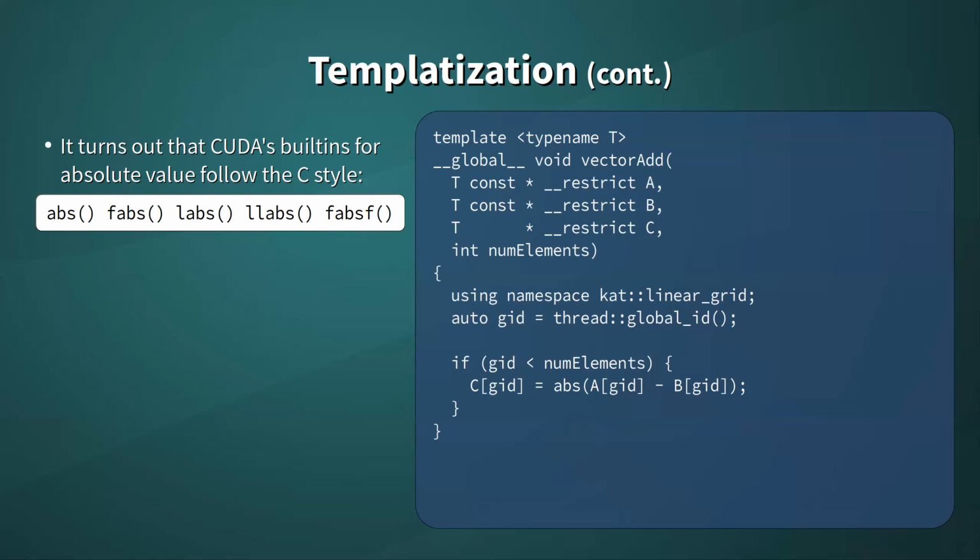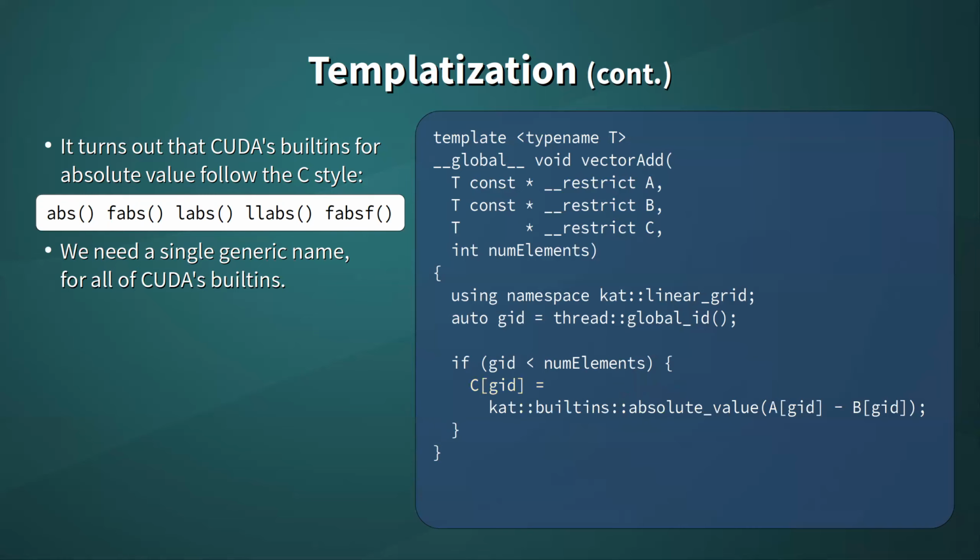But we want to use this in templated code, so we want a single generic name. And this is something else that cat offers. It takes all of the built-ins, so it has a built-ins namespace. Under that namespace, you have single names, and the template is specialized so that it uses the correct built-in whenever a built-in is available. So if we write this, then this will actually work for floats and doubles and ints and whatever.